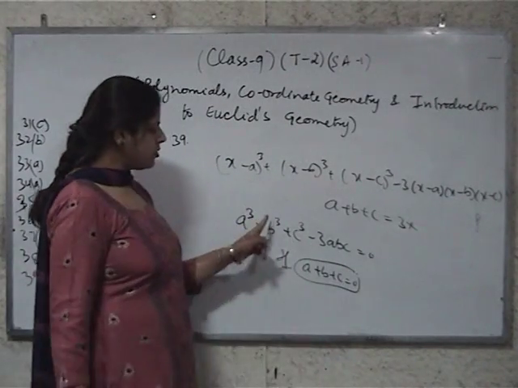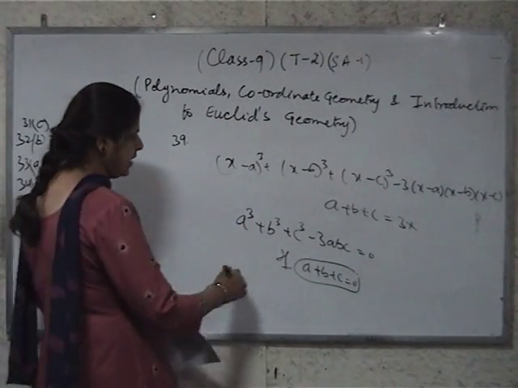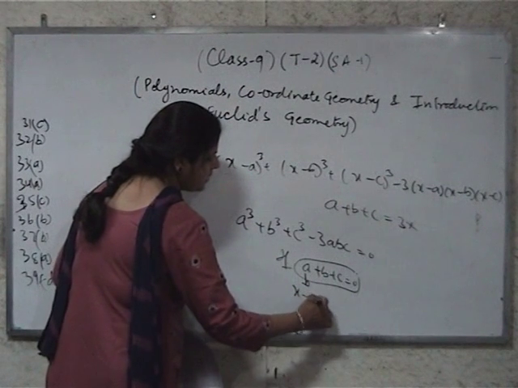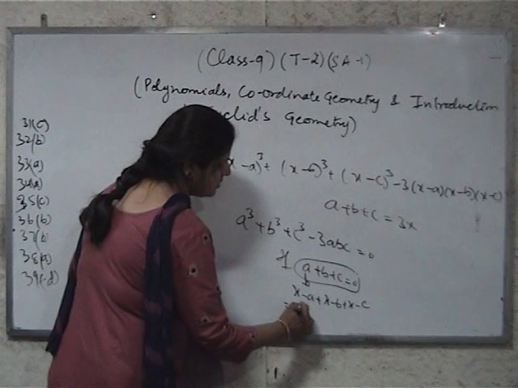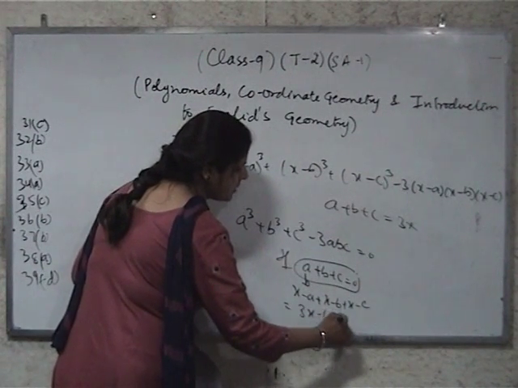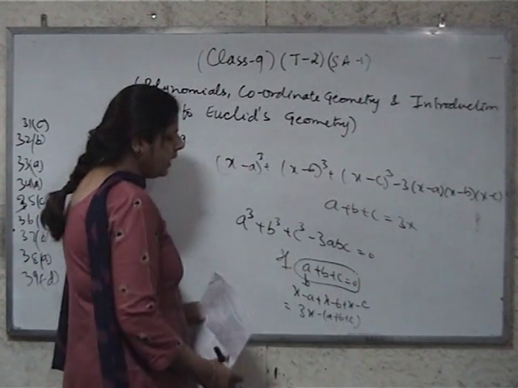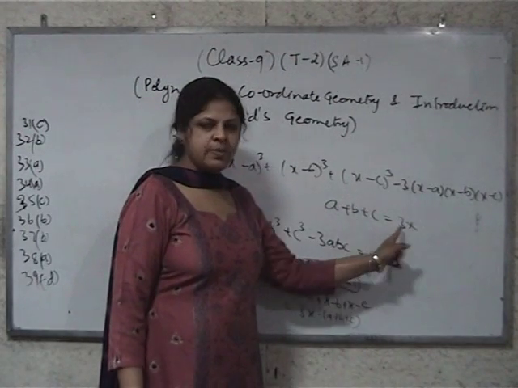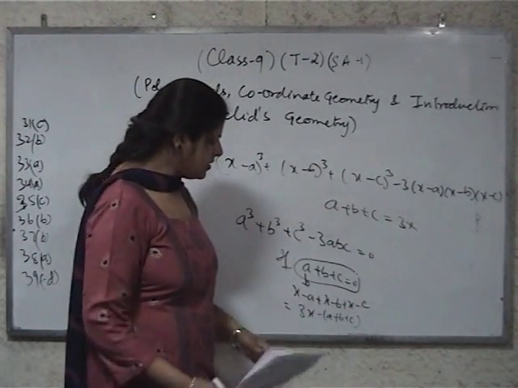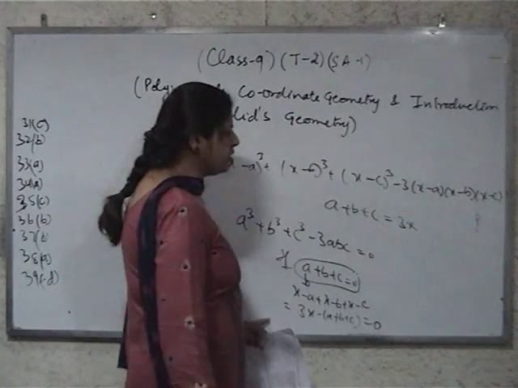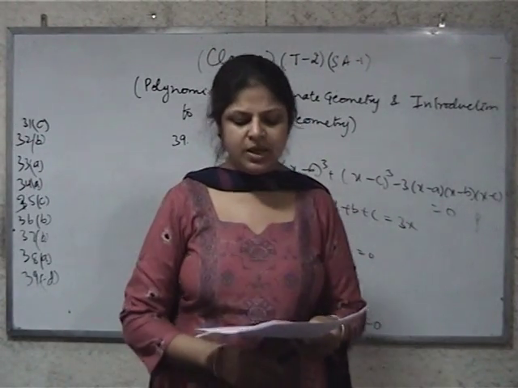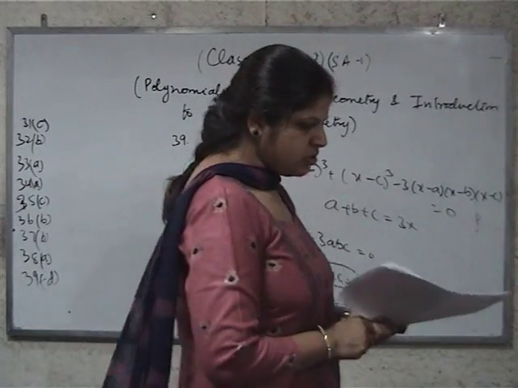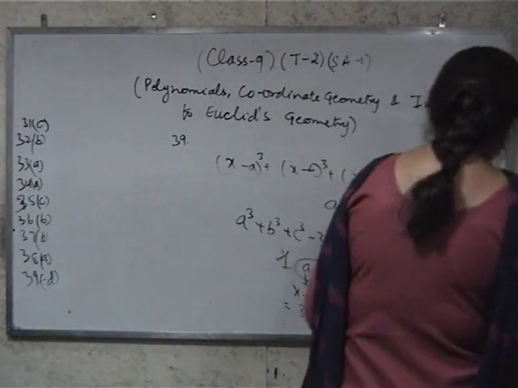If I compare these two, in place of a here I have x minus a, this is x minus b, this is x minus c. So 3x minus (a plus b plus c), and it is given in the question that a plus b plus c is 3x. So 3x minus 3x is equal to 0. It means the value of this expression is going to be 0. Next is question number 40, and the answer for this is C.